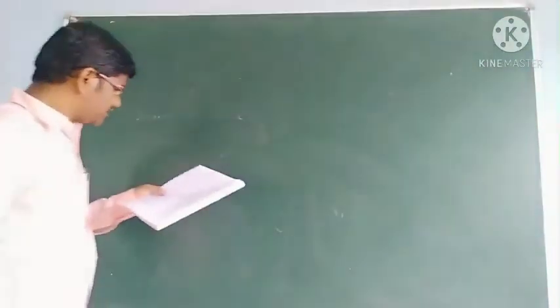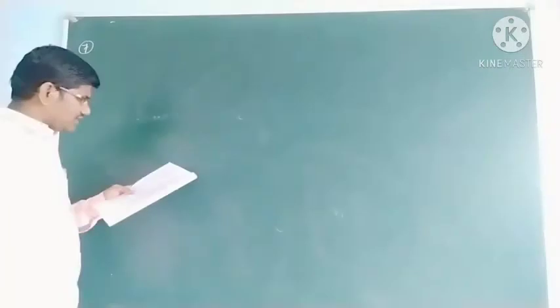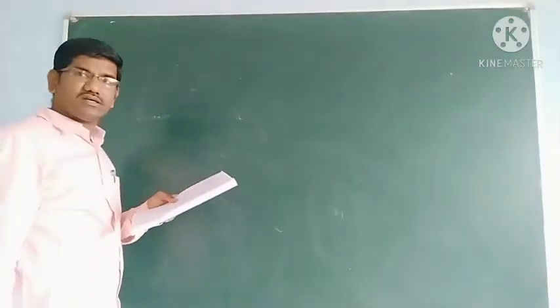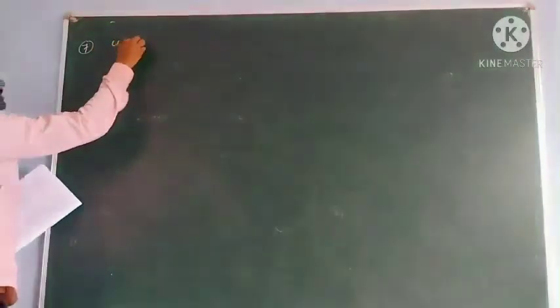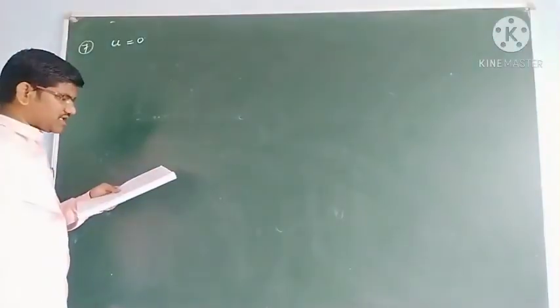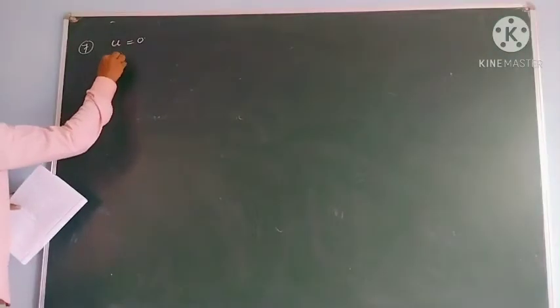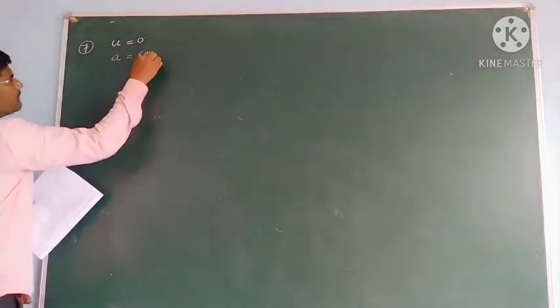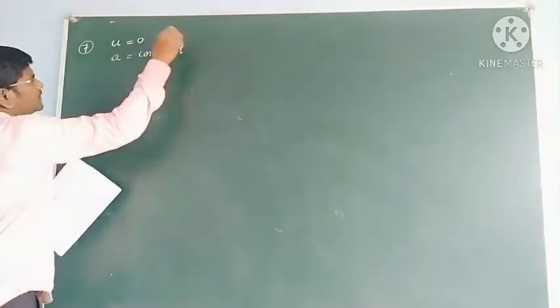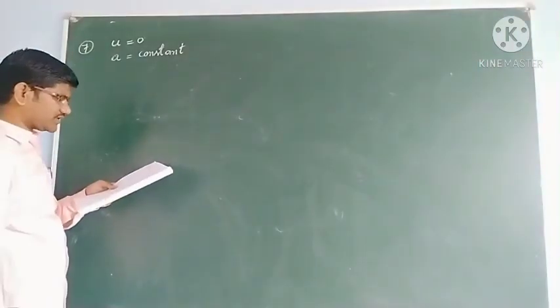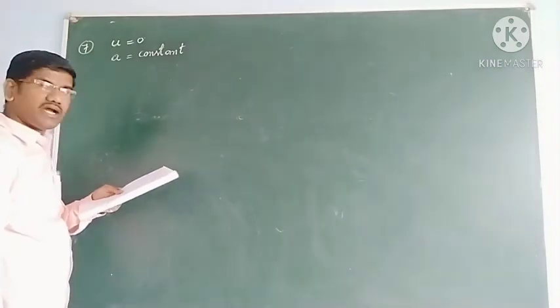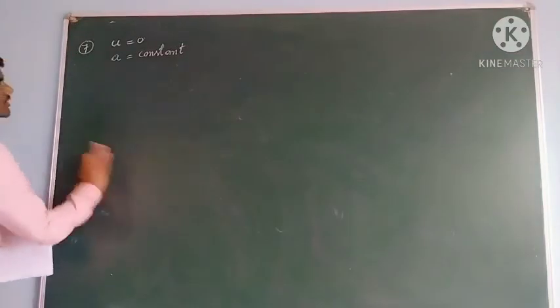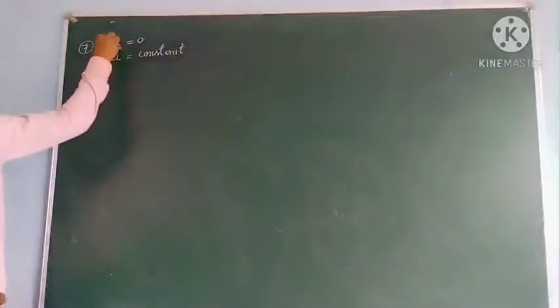Okay students, next problem. Problem number 7. What is given? An object is at rest, so u is 0, and it starts moving with uniform acceleration, so a is constant. Now we have to find the ratio of distance covered in the first second and in the first 3 seconds.